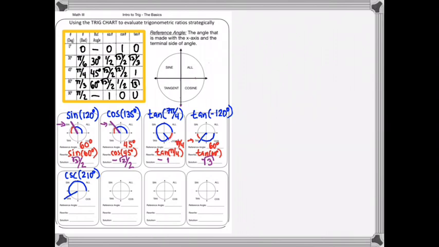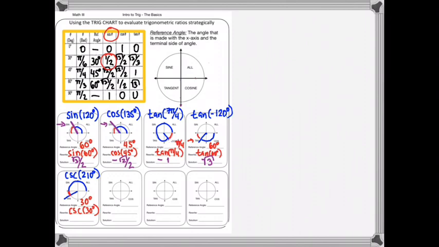Okay, and so our reference angle is going to be this guy right here. So the reference angle is going to be 30 degrees. So we rewrite this as the cosecant of 30 degrees. Now what we've got to do is think about, okay, well, cosecant is the reciprocal function of sine, okay? And we know that the sine of 30 degrees is going to be 1/2.